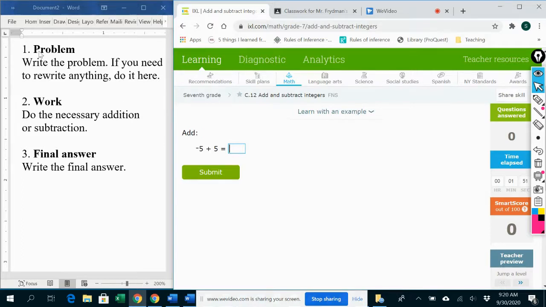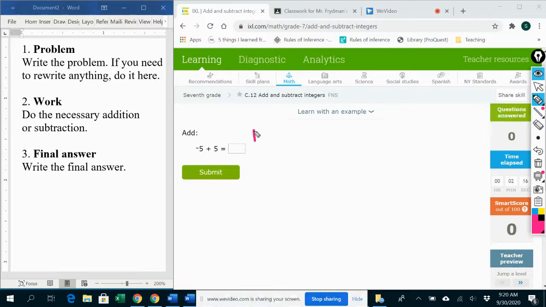Okay, so the first thing that we're going to do is the problem. We're going to write the problem, and if we need to do any rewriting, we'll do it in this section. Number two is we're going to do the work. We're going to do the necessary addition or subtraction. And number three is we'll write the final answer. Okay, so I'm going to write over here.